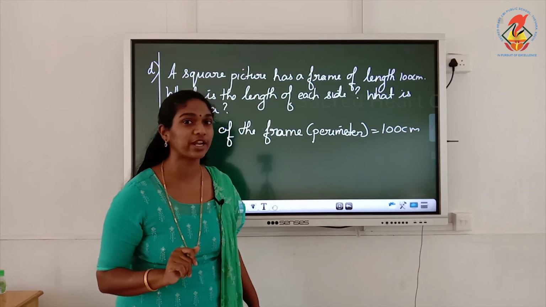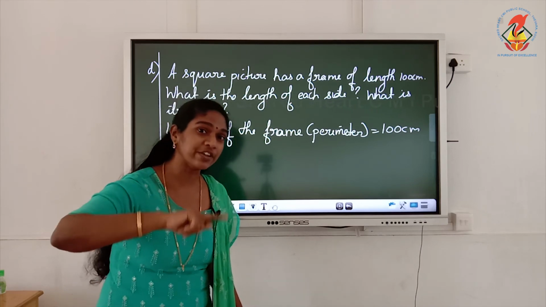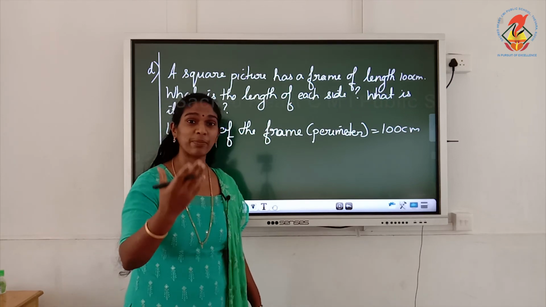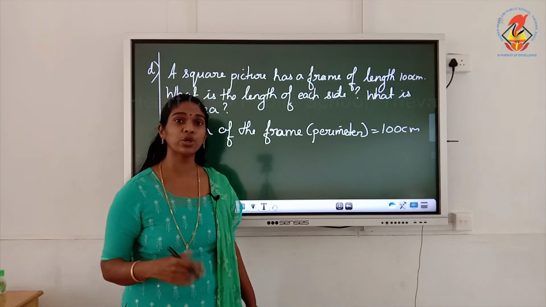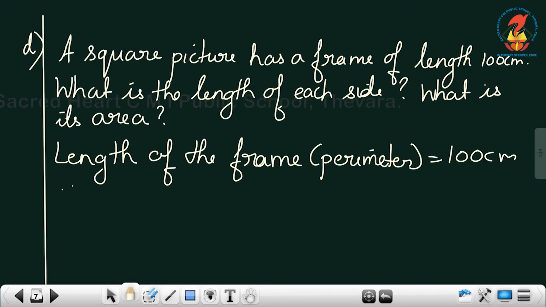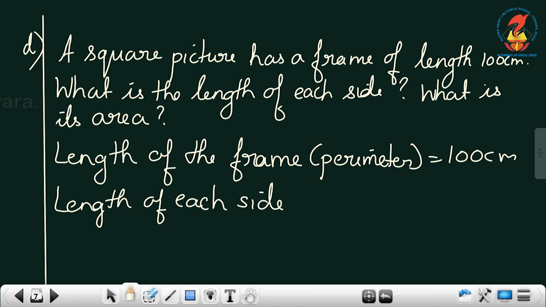What should you do, children? We have to divide by 4. When you are finding the perimeter, you multiply it by 4, isn't it? So, when you are finding the side, what should you do? You have to divide by 4. So, I'll write the statement as length of each side. Since it's a square, square is having 4 sides, all the 4 sides are equal. We'll divide this 100 with 4.